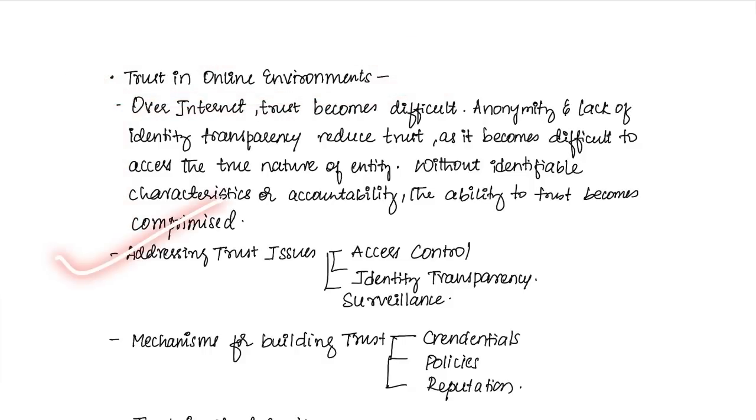So how do we address the trust issues? First one is access control. So there are mechanisms which are required to prevent unauthorized access and thereby protect our data. Then we have identity transparency. That is, if I'm having a conversation with you, I have to ensure that you know who I am, and you know my details, and I know your details. That's how identity transparency is established. This can be achieved through biometric information, digital signatures, certificates, and I'm speaking this from the cloud perspective. Okay.